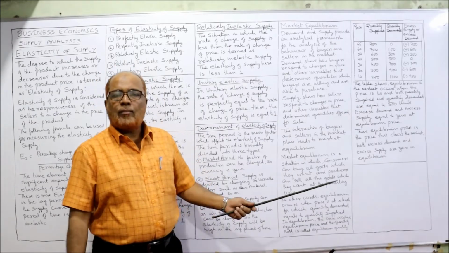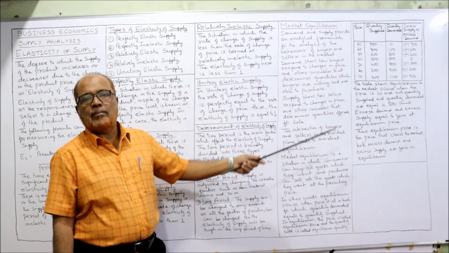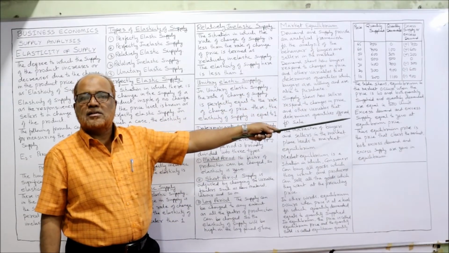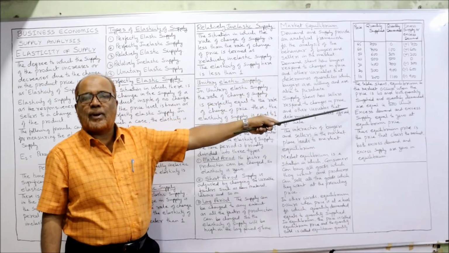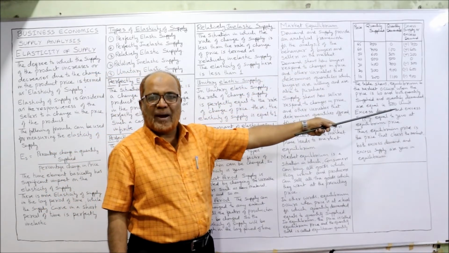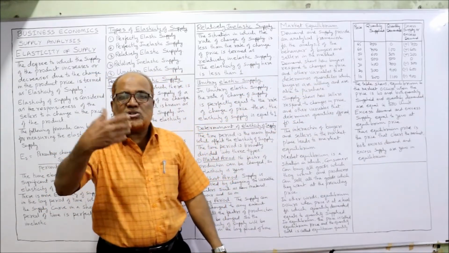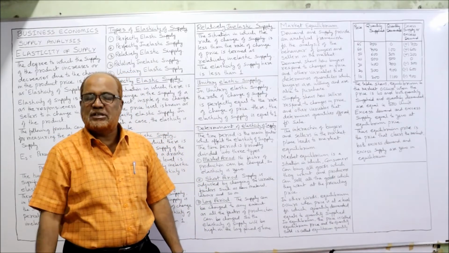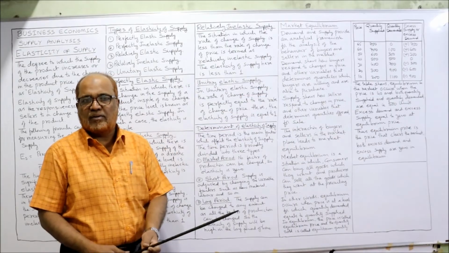Now, to elaborate this market equilibrium, I have taken a simple example. In the first column I have shown the prices. Second column, quantity supplied, then quantity demanded. Last one, excess of supply or demand. Sometimes supply is more, sometimes demand is more at different price levels.